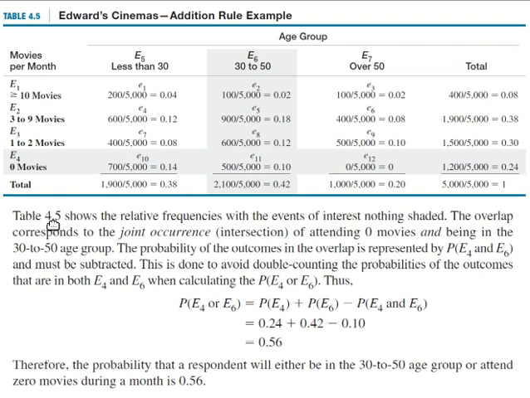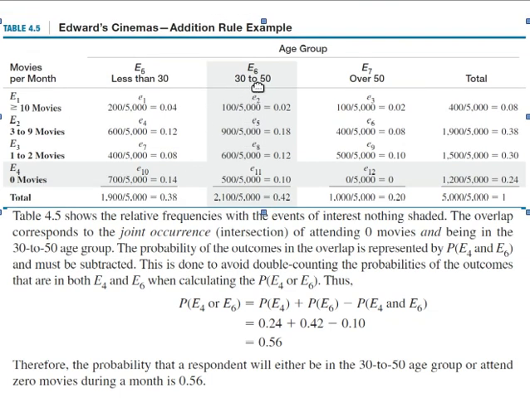Table 4.5 shows the relative frequencies with events of interest not shaded. The overlap corresponds to the joint occurrence or intersection of attending zero movies and being in the 30 to 50 age group. This one, or that one. Intersection is this.